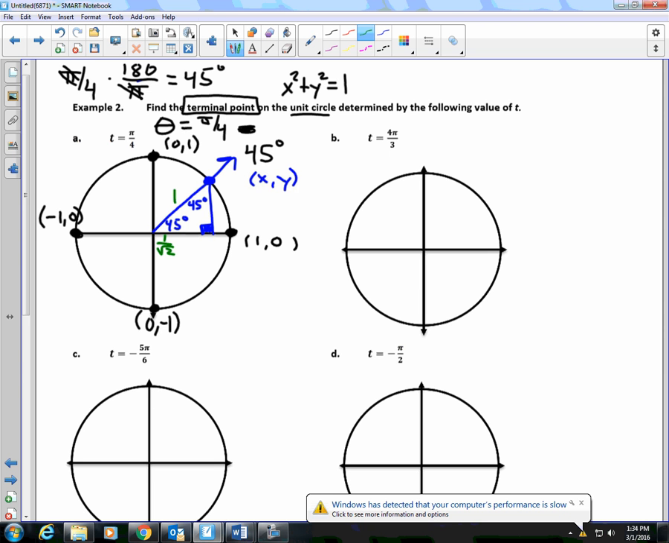Am I allowed to have a square root in the denominator? So what do I have to multiply the top and bottom by? Square root of 2. And we get square root of 2 over 2, because the square root of 2 times the square root of 2 is square root of 4, which is 2. Now, what else do you know about 45, 45, 90? So that's square root of 2 over 2 as well.